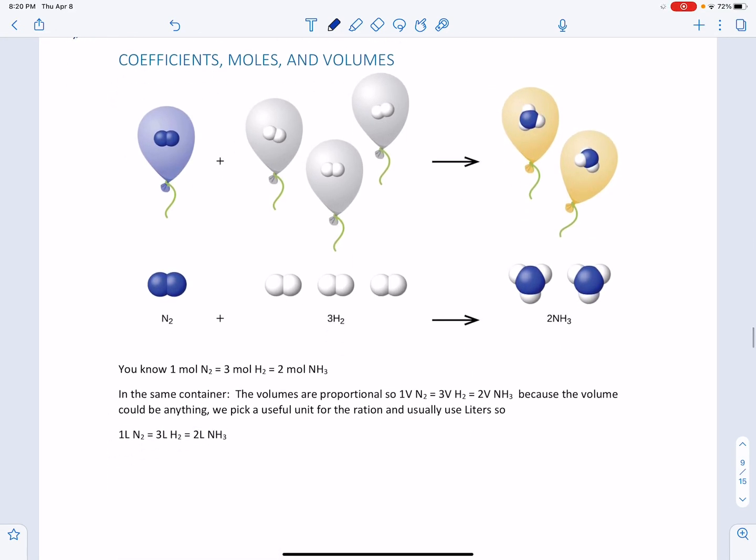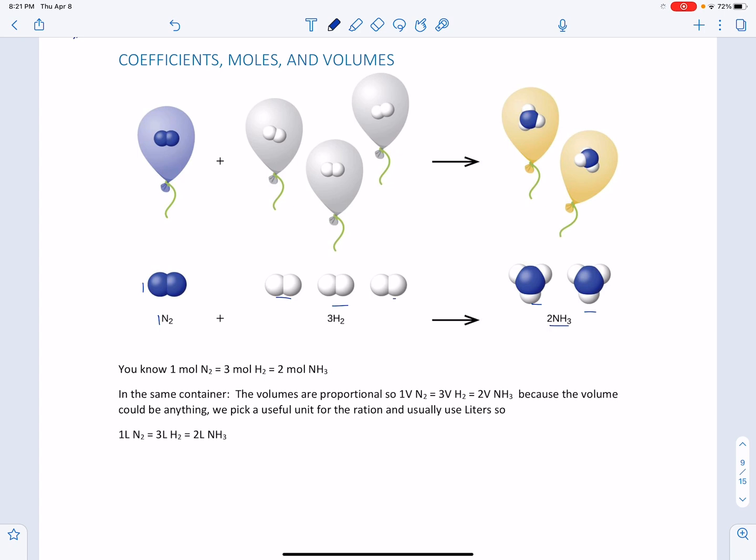So coefficient, moles, and volume. When we have 1 mole of nitrogen and 3 moles (1, 2, 3) of hydrogen, we already know that it makes 2 moles of NH3.